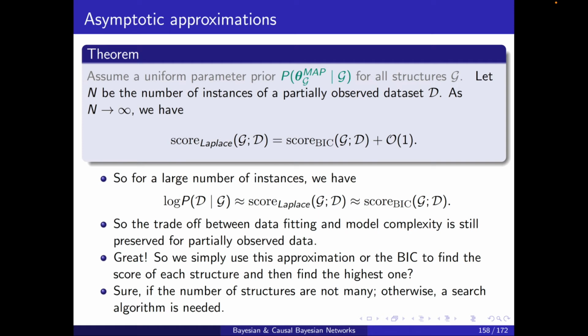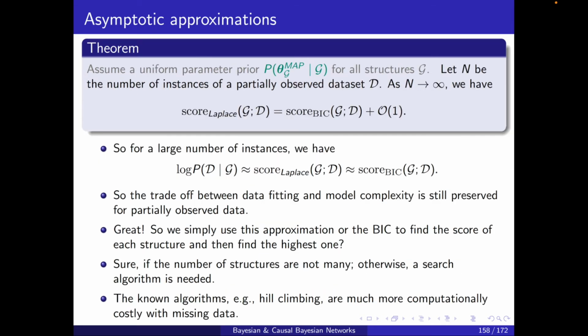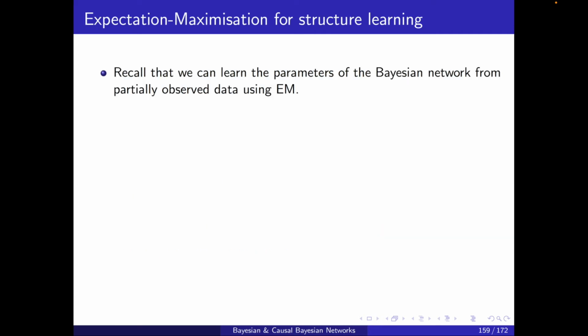We had a long discussion about this, like local search algorithms and all that. So if the number of structures is not too many, sure, but otherwise we need a search algorithm to do it. But the known algorithms such as hill climbing are much more computationally costly when we have missing data. So what should we do? Well, this brings us to the second part of this lecture, expectation maximization for structure learning.